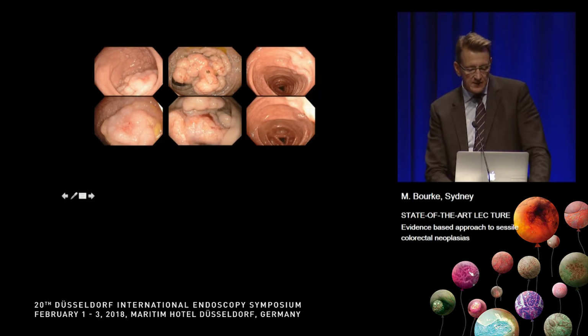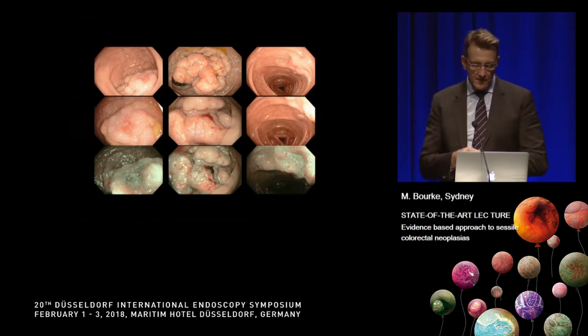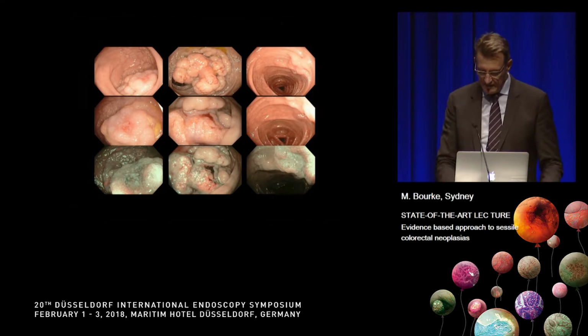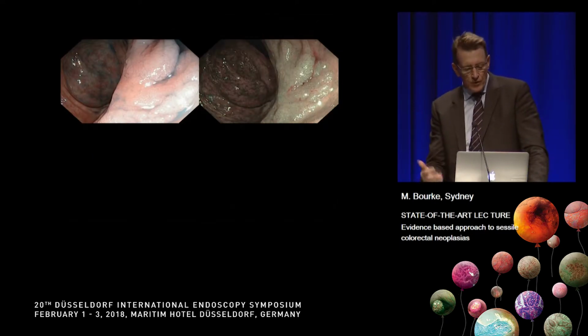There's a darker, more vascular area, and when we focus closely, we see disruption to the microvascular pattern and also the pit pattern. So even if you don't know these classifications, these are obviously deeply invasive cancers. This can even be done with more primitive scopes.